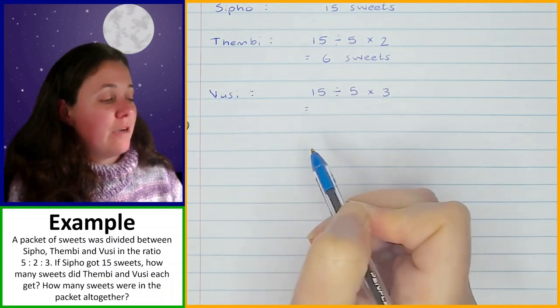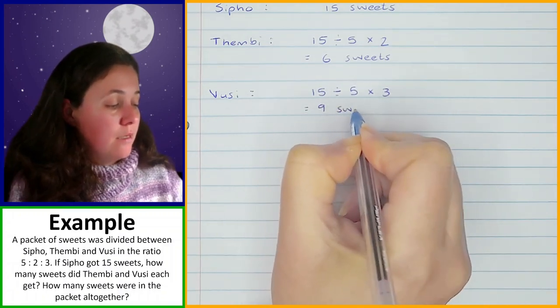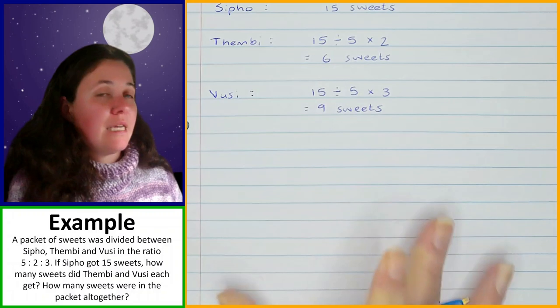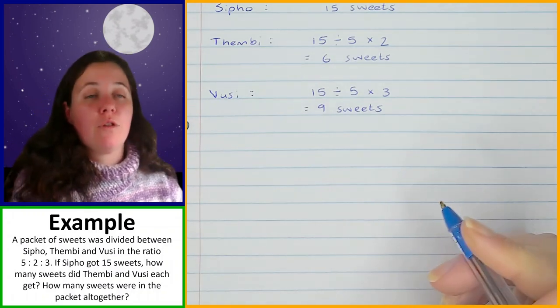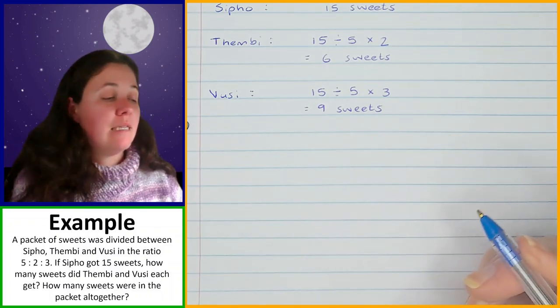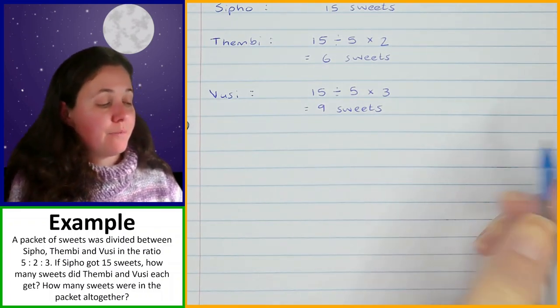So 15 divided by 5 is 3, times 3 is 9 sweets. So that is how many sweets Busi is going to get. So now I've answered the first part of the question, which is how many each of them gets. Now, the second part of the question is how many sweets were there in the packet altogether?